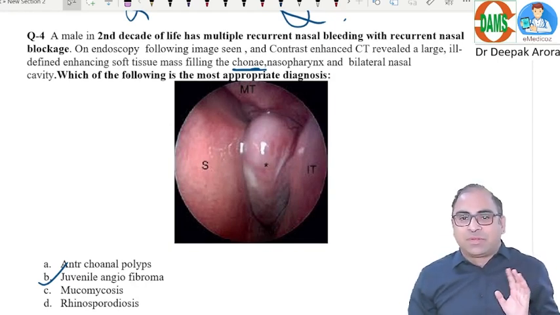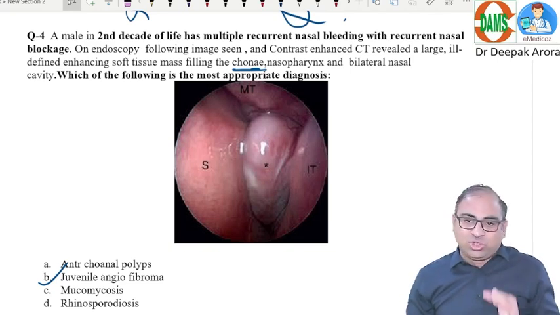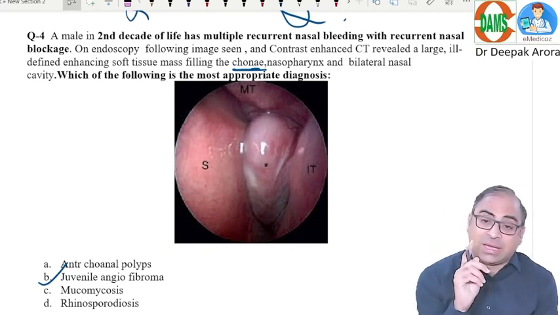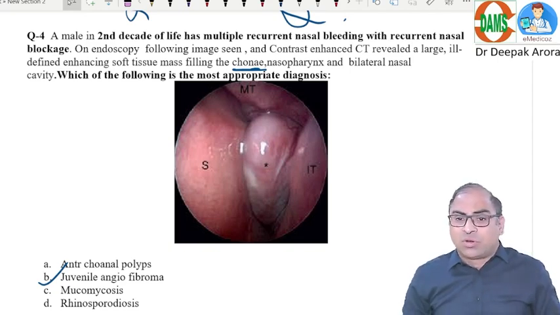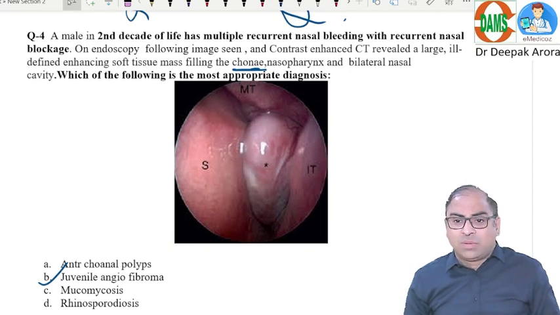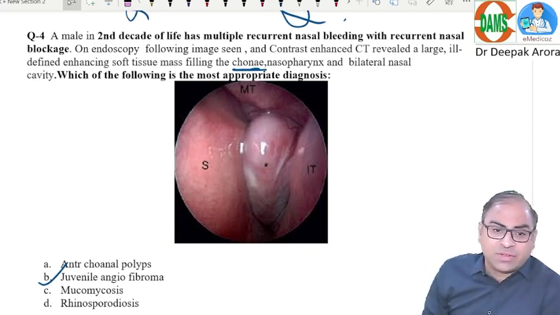Recurrent epistaxis, nasal bleed, angiofibroma, and the choice goes in favor of it. And I appreciate the examiner who confuses you by writing the word choana. The word choana doesn't mean it is antrochoanal polyp. I hope you are getting my message. Answer will be B option.